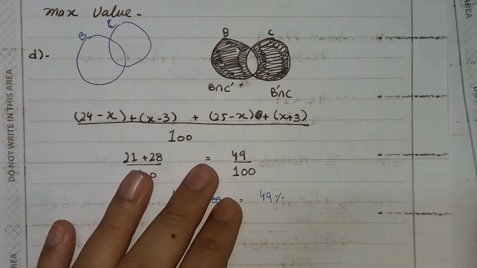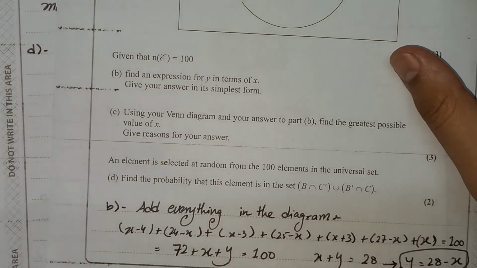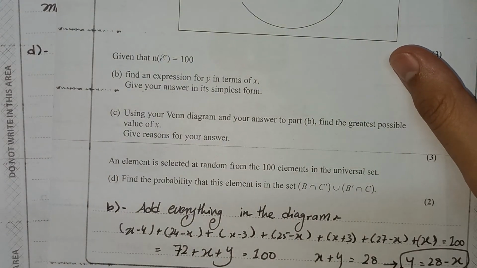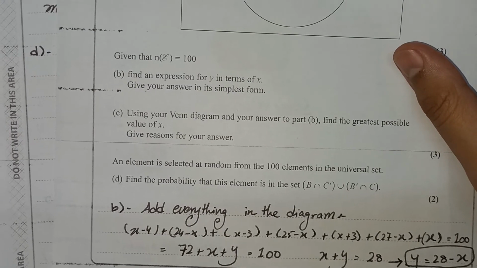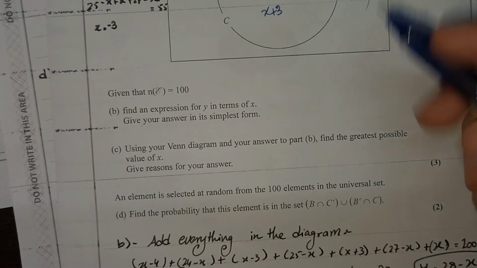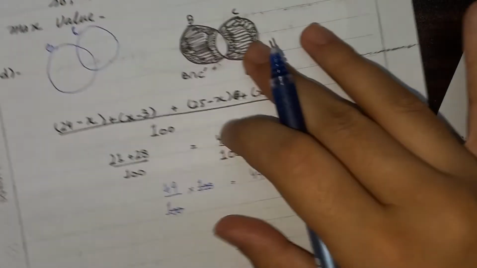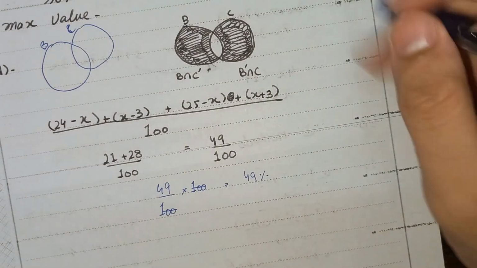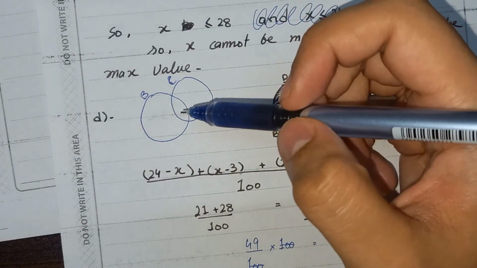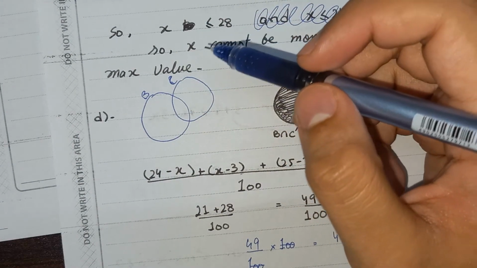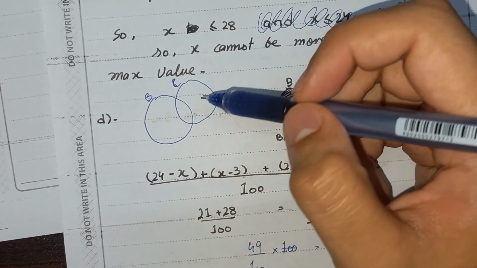Over to part D. What was the question? Find the probability that this element is in the set B intersection C complement union B complement intersection C. So this part, both of these I will explain. So B intersection C complement first, union B complement intersection C. First of all, we'll solve this.